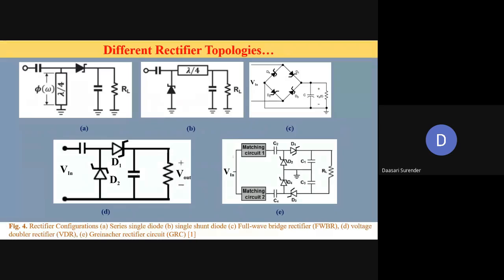Next, different commonly used rectifier topologies for RF energy harvesting are presented in the figure. Here A and B show a single diode rectifier topology, figure 4C is a full wave bridge topology, D shows a voltage doubler rectifier topology, and E is a Greinacher rectifier circuit. In a rectifier circuit, as the number of diodes increases, the associated losses increase. So a rectifier with a minimum number of diodes has low losses.